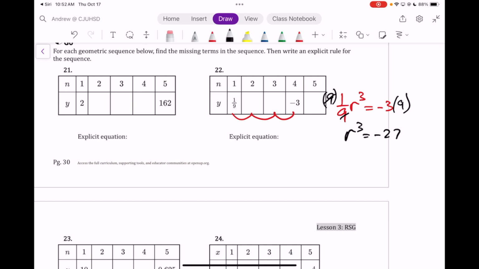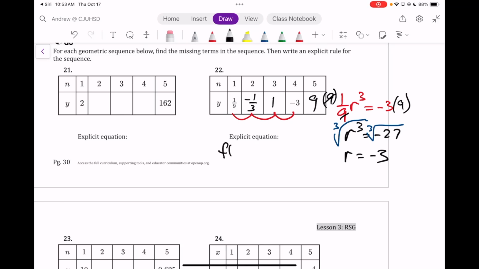We want to know what number times itself 3 times gives you -27. Or in other words, we're going to take the third root. And our calculator says that's -3. So that makes the next number in the table -1/3, and then +1, and then -3, and then +9.